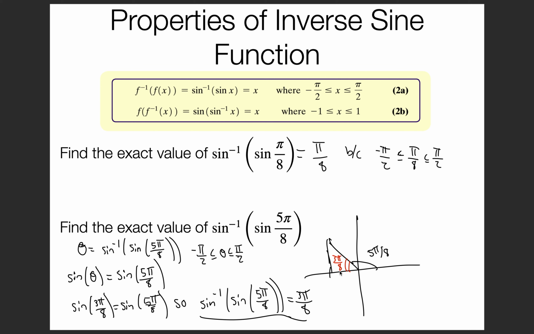To make sure that it's actually the option that we want, we need to think about where sine is positive. Sine is positive in the first and the second quadrant. So I know that the sine of 5 pi over 8 is positive, and also that the sine of 3 pi over 8 is positive. Together that gets me that the sine of 3 pi over 8 is equal to the sine of 5 pi over 8. And so 3 pi over 8 is my final answer.